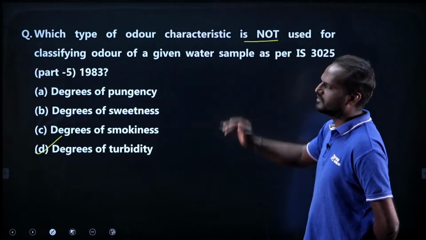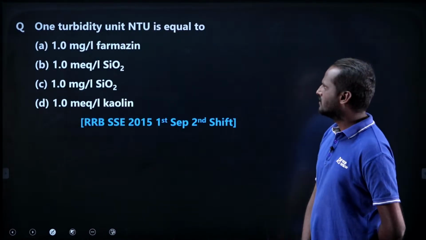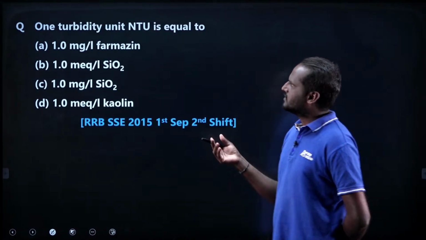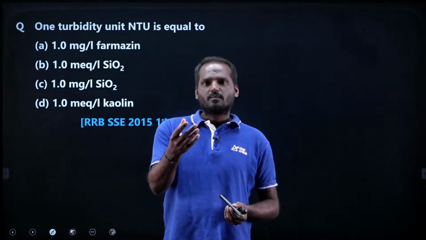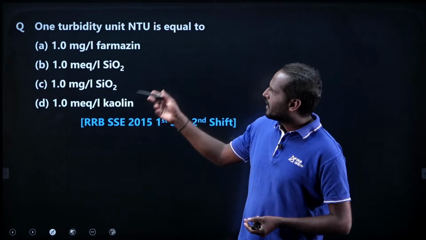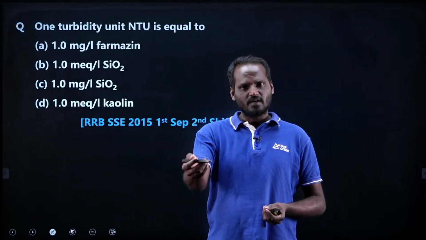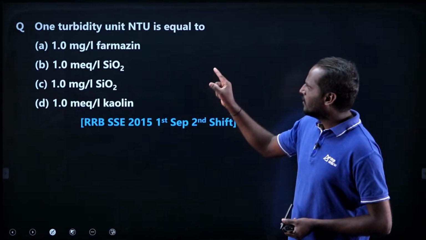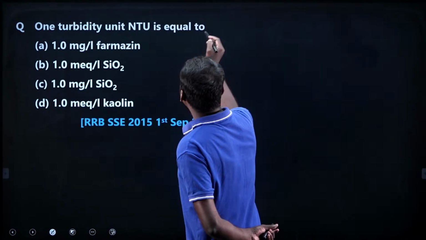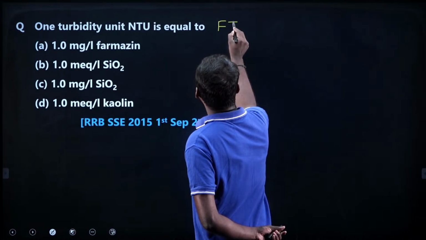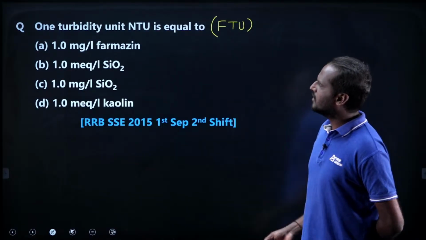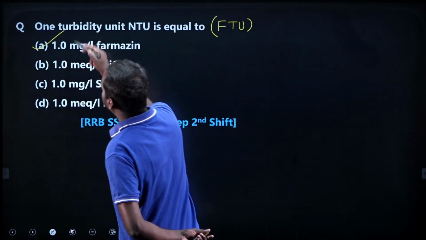Therefore, the one which is not used in classifying is D. Okay. The next question: one turbidity unit, NTU, is equal to what? As we studied, we measure turbidity with the help of a nephelometer and express it in NTU, nephelometric turbidity unit. Occasionally we express turbidity in formazine units, that is, 1 milligram of formazine mixed in 1 liter of distilled water, that is FTU. Sometimes this NTU is expressed in formazine turbidity unit, FTU. Which is the option? 1 turbidity unit is equal to 1 milligram per liter of formazine, right?